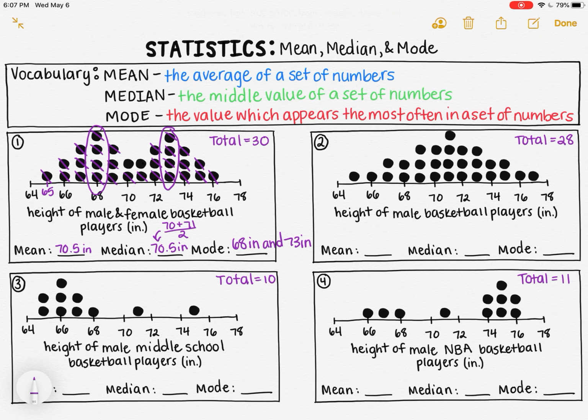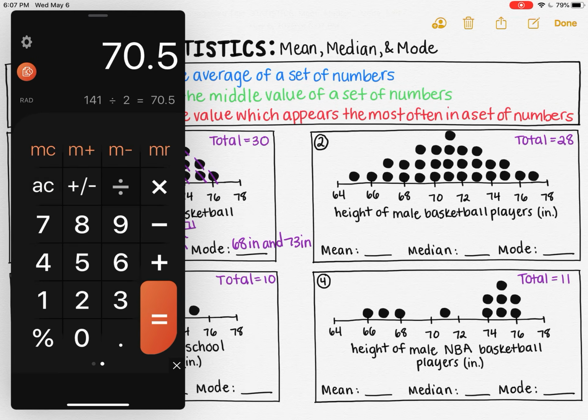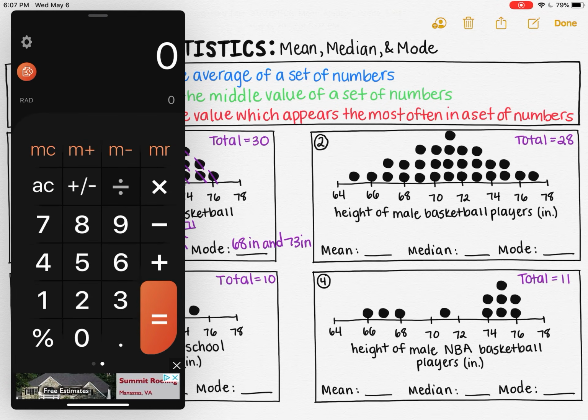Now let's do dot plot number 2. So once again, I'm going to start by finding the mean. So to do that, I need to add all of the height values for every dot and then divide by my total. And my total this time is 28.